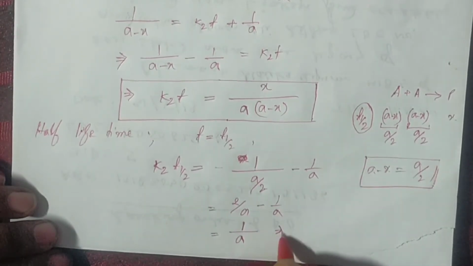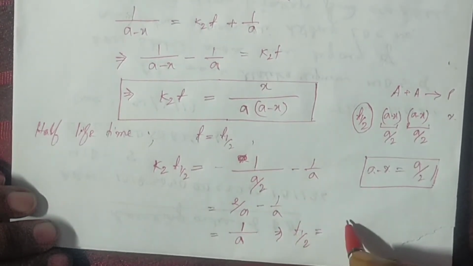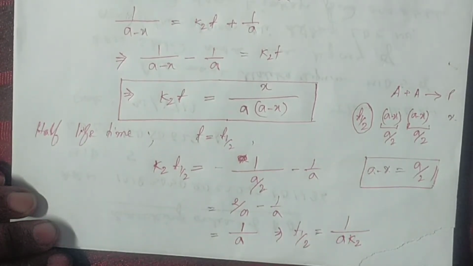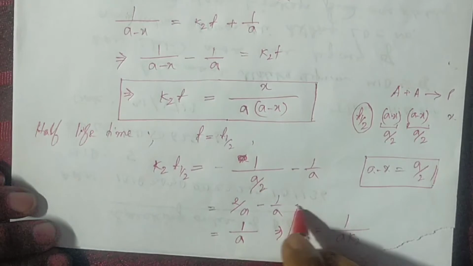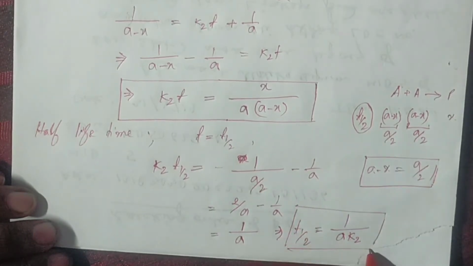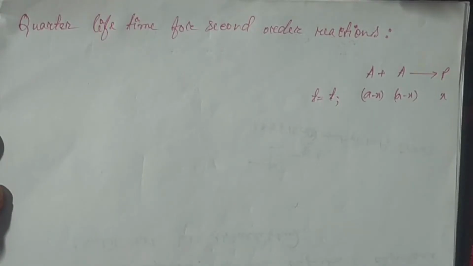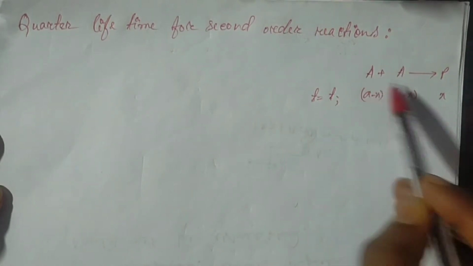Okay, so we can write t half is equal to 1 by a k2. Okay, so this is the final equation of half-life time for second order reaction. Next, we discuss the quarter life time for second order reaction.